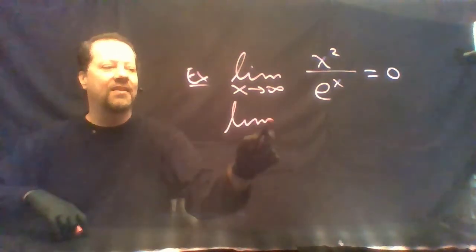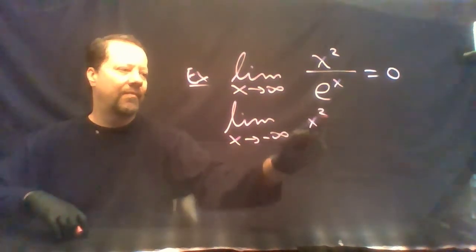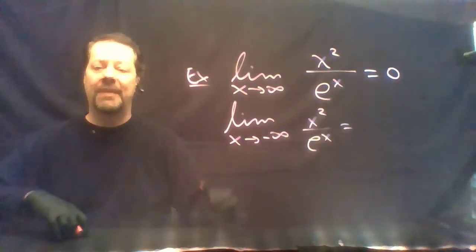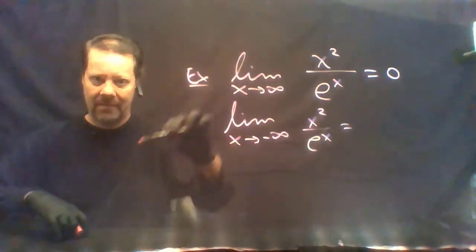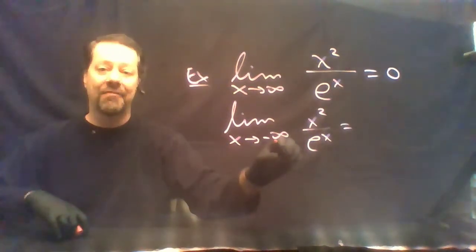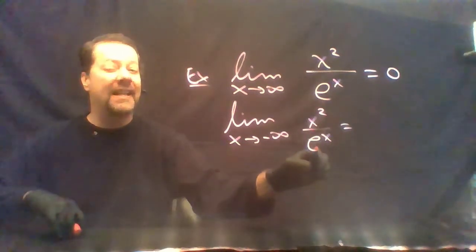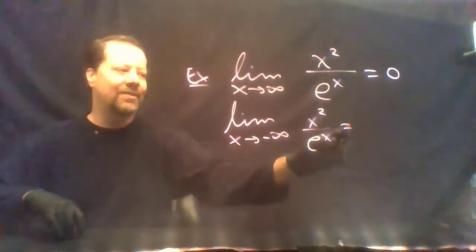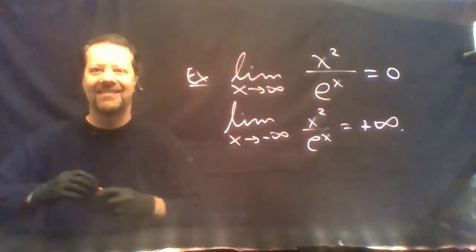You could also ask, what happens as x goes to minus infinity? Both of these functions are positive, but e to the x goes to 0 as you go to minus infinity. So you get positive huge divided by positive and yet tiny. 1 over tiny is huge. The whole thing goes to plus infinity.